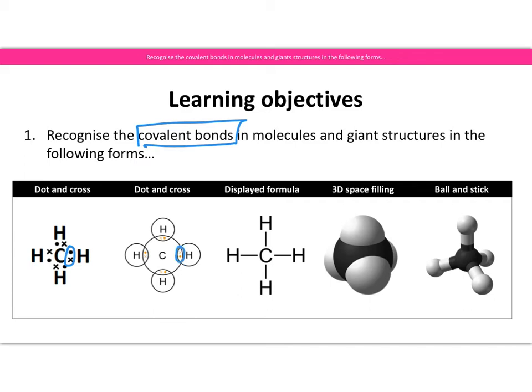Obviously, that's the same in the second dot and cross diagram. In the displayed formula, every line that you see is representing a covalent bond. So every line that you see in a diagram, that is a dot and a cross, if you like. It's a shared pair of electrons. 3D space filling, really hard to show exactly where the covalent bond is. It is a little bit easier with the ball and stick, because that's what the stick is supposed to represent. That's where the shared pair of electrons is.